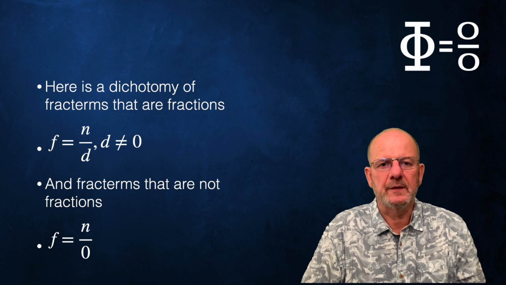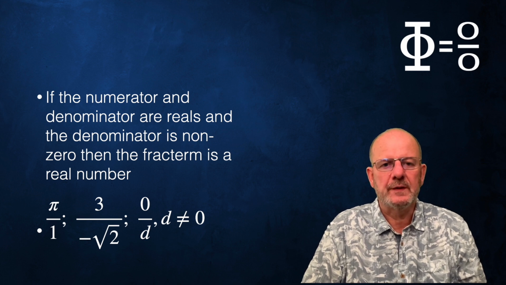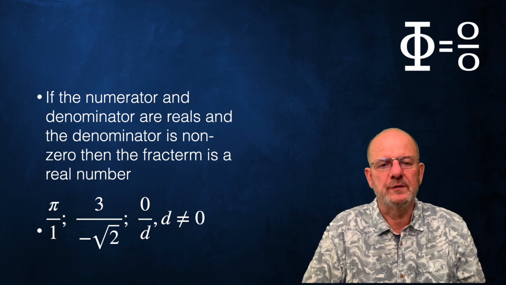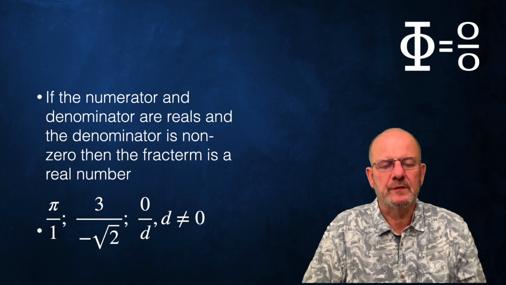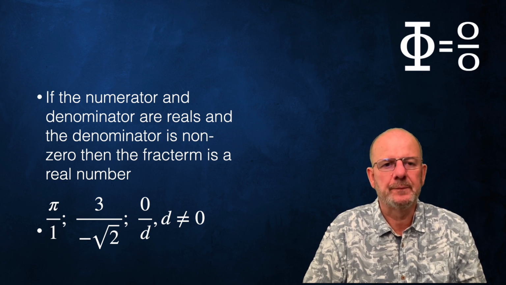Here's a dichotomy of fracterms that are fractions: numerator over denominator with denominator non-zero, and fracterms that are not fractions, numerator over 0. If the numerator and denominator are reals and the denominator is non-zero, then the fracterm is a real number. For example, pi over 1, 3 over minus root 2, 0 over d with d non-zero.